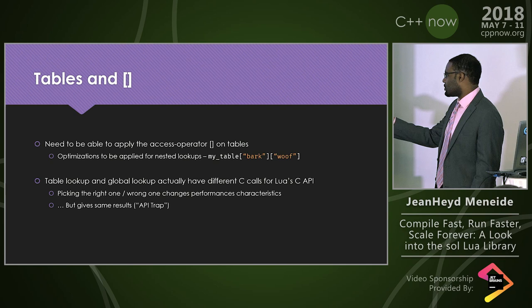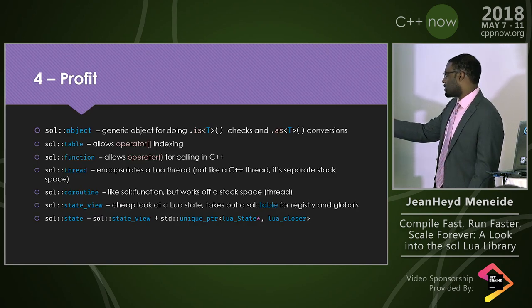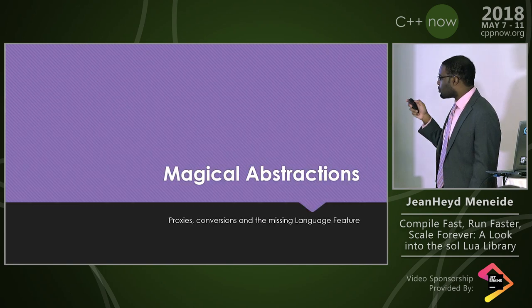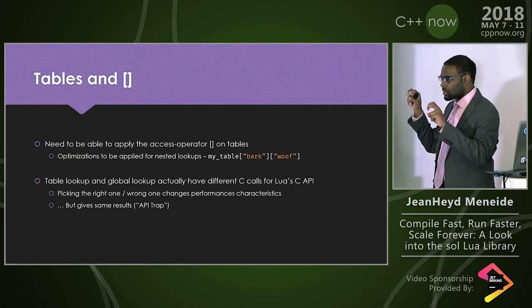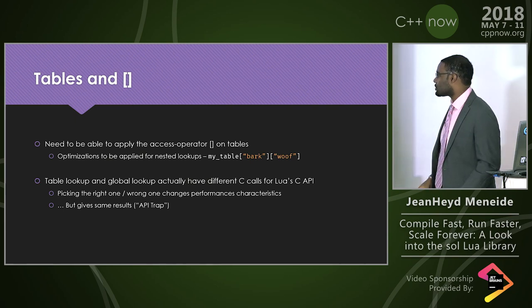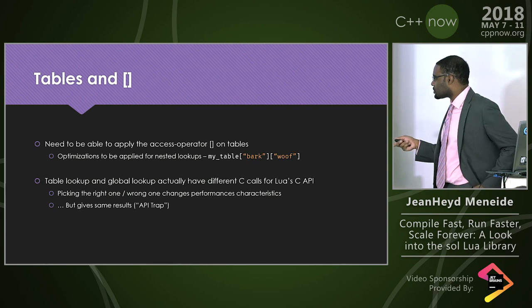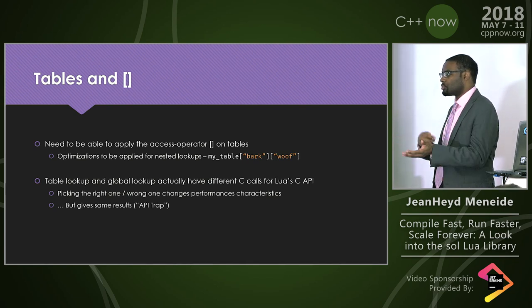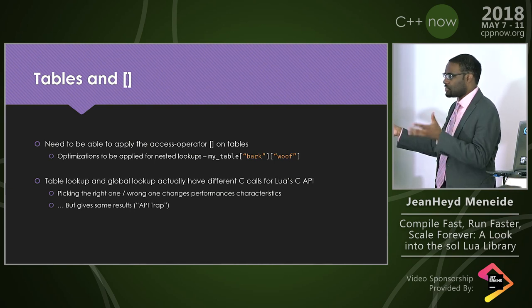One of the things I want to mention here is that my table here can represent multiple things. For example, we have state view and state here, which have the globals in the registry. So there are some additional optimizations we can get here, because the Lua C API has different calls for getting something out of globals and generically accessing a table. And those have different performance characteristics. In fact, there's a wide performance gap. Picking the right one or the wrong one changes the performance, but it does give you the same result, right? There are two ways to do certain things in Lua.